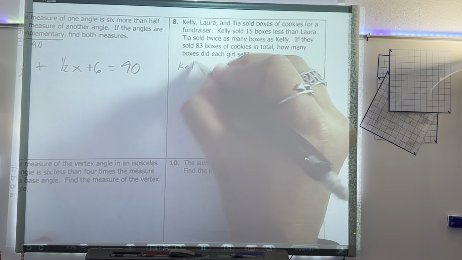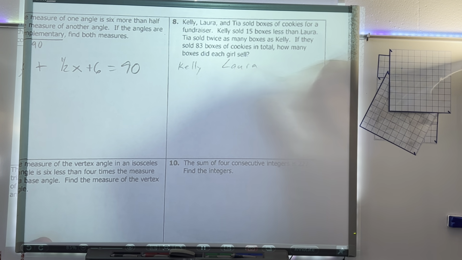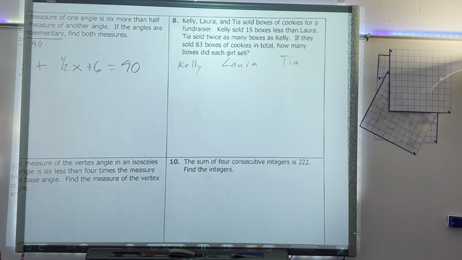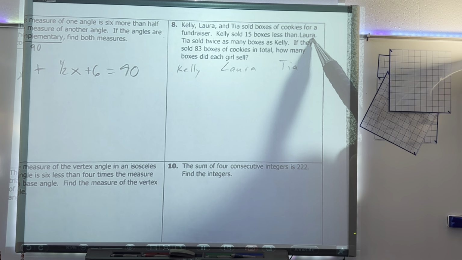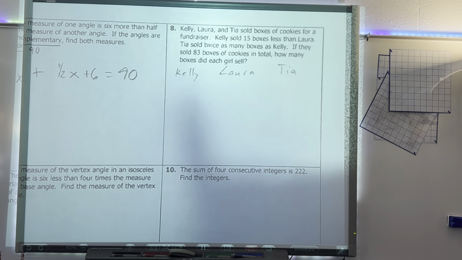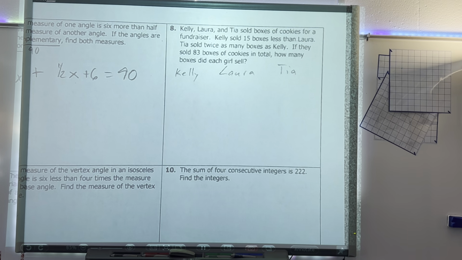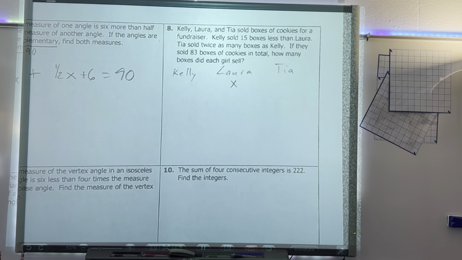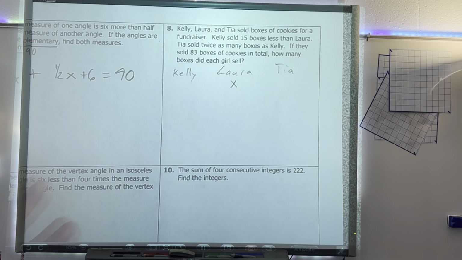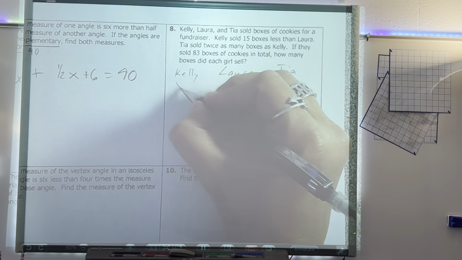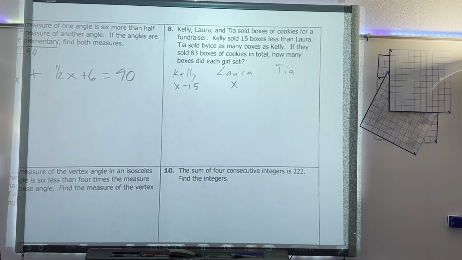So I've got Kelly, I've got Laura, and I've got Tia. All right, Kelly depends on who? Laura. Tia depends on Kelly. Who's getting X? Okay, because Laura's who I started with, right? All right, so Laura is X. How am I going to write Kelly? Kelly sold 15 boxes less than Laura. X minus 15. Just because they wrote the 15 first doesn't mean the 15 comes first.